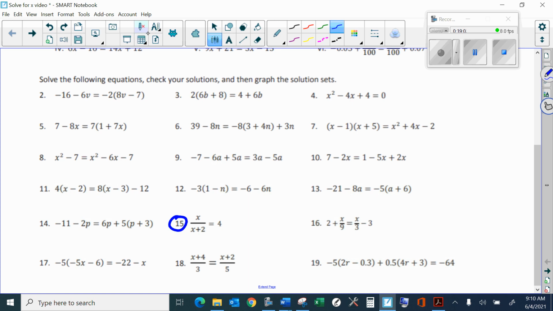I have a proportion here. I can write it as 4 over 1. And how do we solve all proportions? We cross multiply. Now, when I cross multiply, if I have more than one term in the numerator or denominator, I must put parentheses around it.